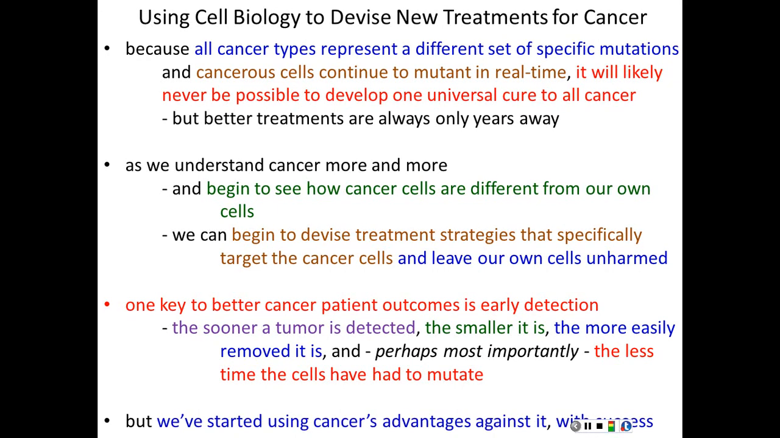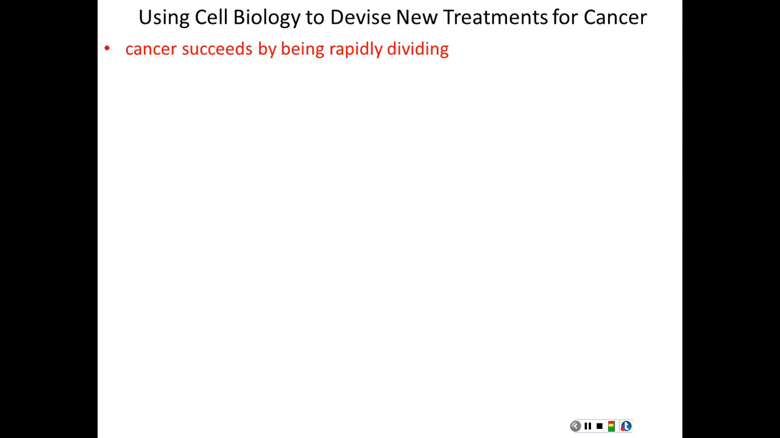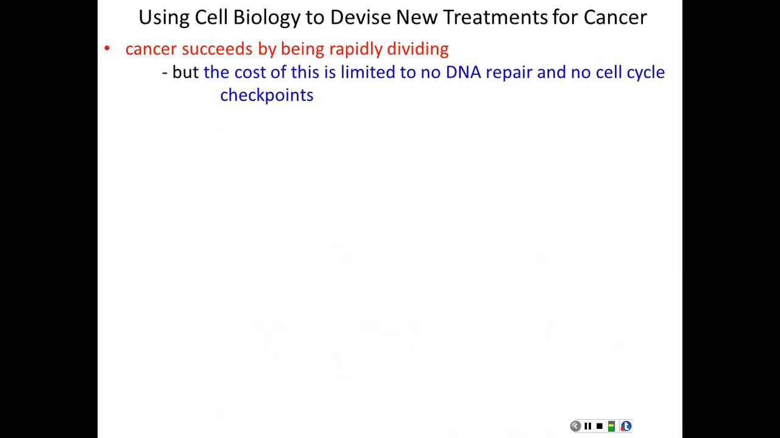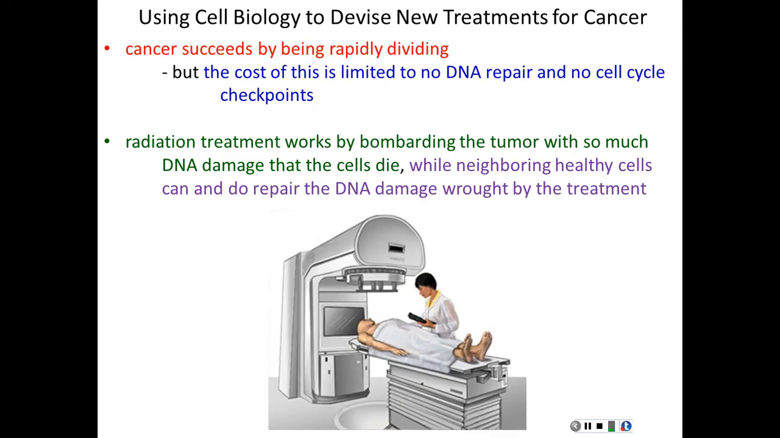But we've started using cancer's advantages against it with some success. Cancer, to be successful, needs to be rapidly dividing. But the cost of that rapid cell division is limited to no DNA repair because the cell cycle never stops and the cell cycle checkpoints never kick in.